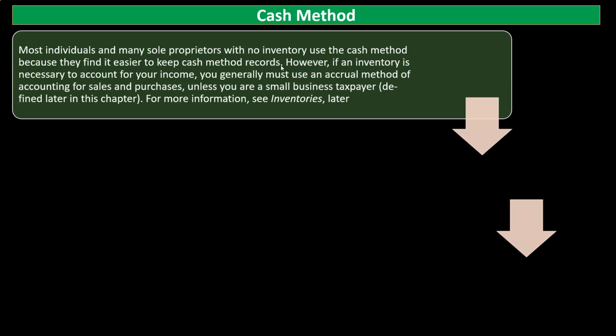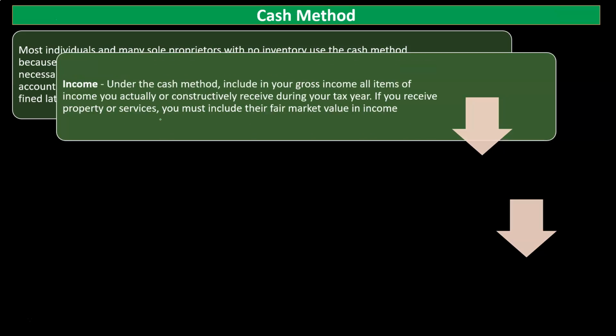However, if inventory is necessary to account for your income, you generally must use an accrual method of accounting for sales and purchases. Notice it says for sales and purchases, because if you have inventory, then you're on an accrual method at least for part of your sales and purchases process. So for that part, you're using an accrual method. That applies unless you are a small business taxpayer, defined later in this chapter. For more information, see the section on investors later.